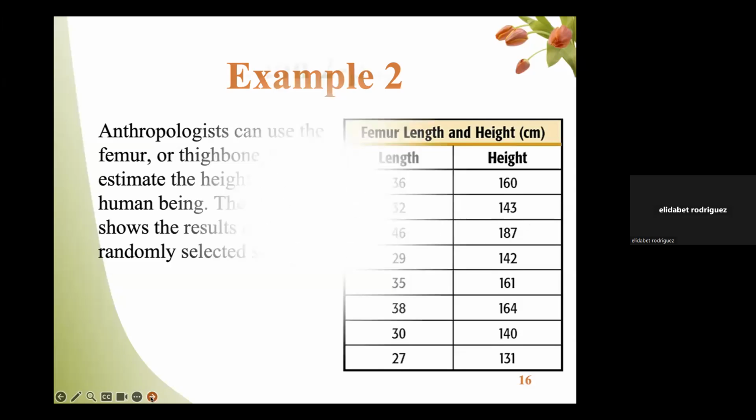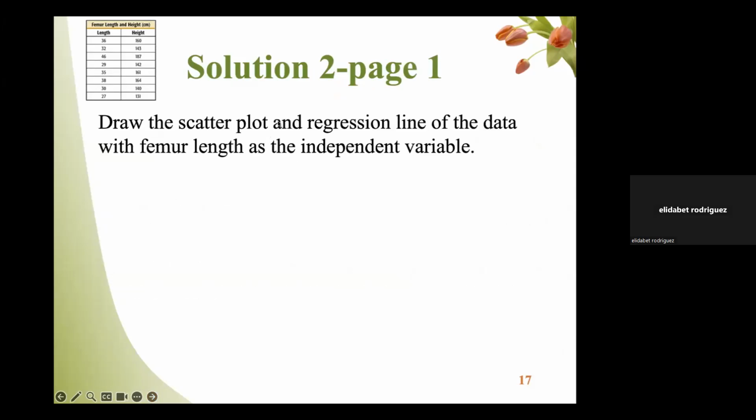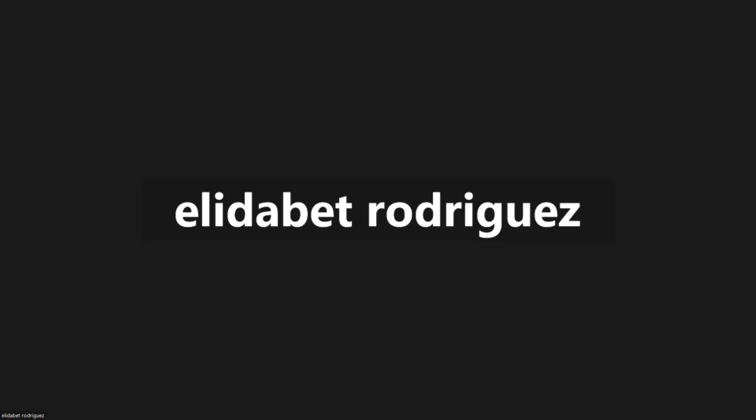Okay, so let me see, what is the question? Draw the scatter plot and regression line of the data with length of thigh bone as the independent variable. So the first column here is going to be, let me just put them somewhere so I can see. So the length of the thigh bone would be X, and the height would be the Y value. So let me stop the screen, stop sharing. I think I have the, in a minute, shown.